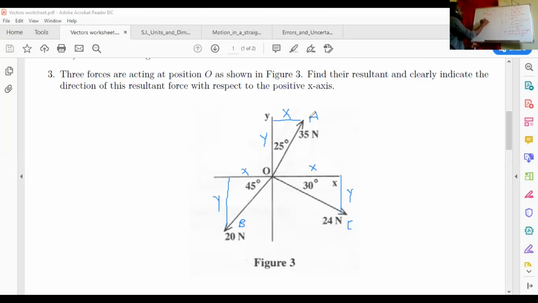So r is equal to the square root of 21.43 squared plus 5.58 squared, which we get 22.14 newtons. And then the angle, all right, since we used tan the last time, let's use sine.